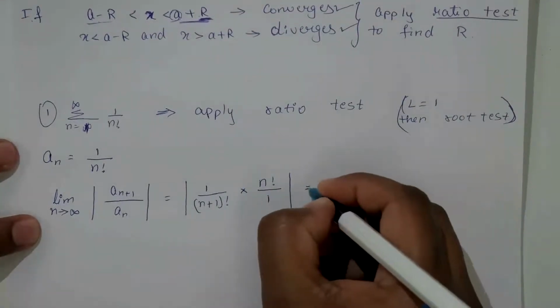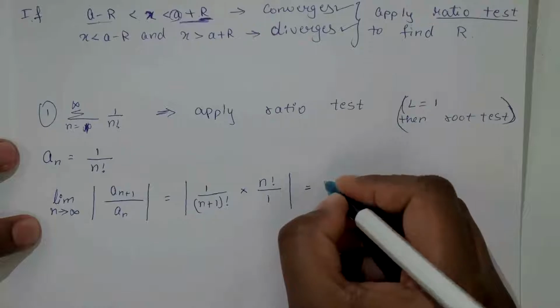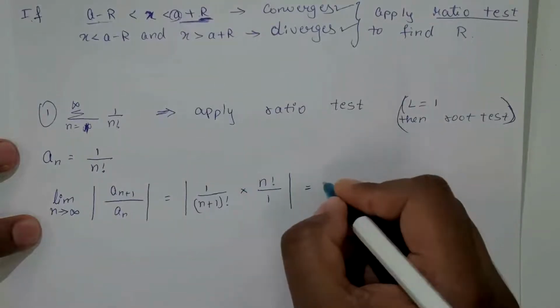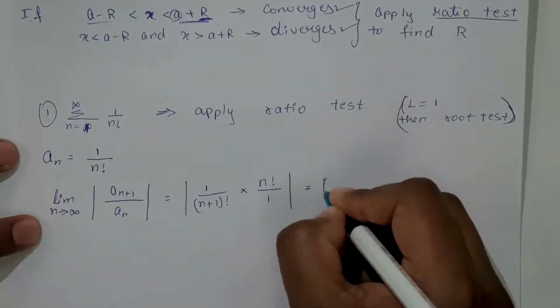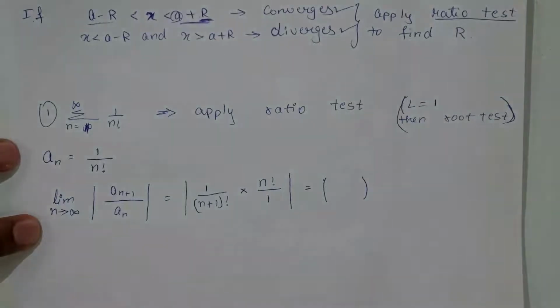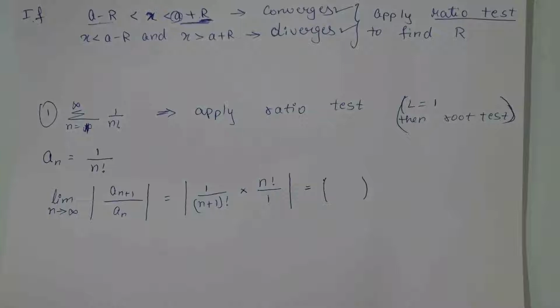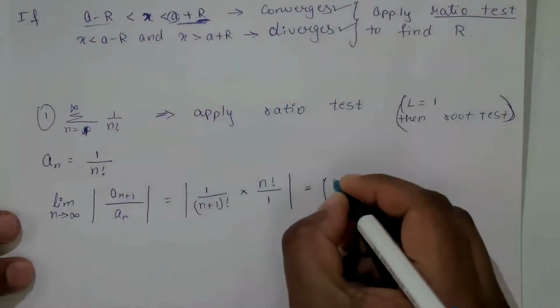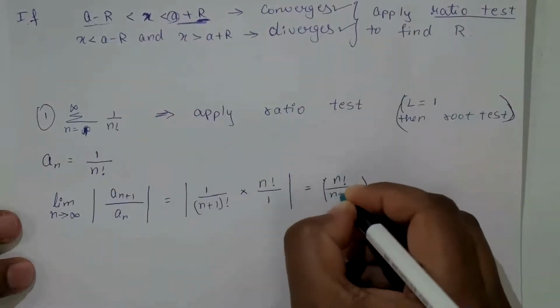Somebody tell me what will be the result when you multiply these two. One and one, they get cancelled. Then all you have left is n factorial divided by n plus 1, the whole factorial. But I want you to simplify that one. What do you think you will get if you simplify n factorial by n plus 1, the whole factorial?